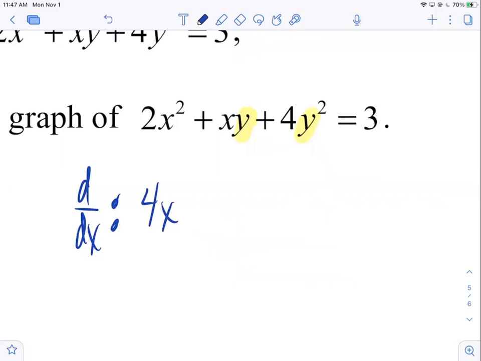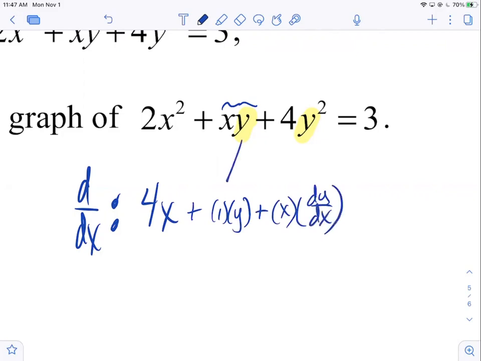All right, so 2x squared becomes 4x to the first times the chain rule, dx/dx, right? Which we don't need. Plus, now here's where you've got to be careful. This is a product rule, isn't it? It's x times y. So that's going to generate 2 terms. The derivative of x is 1 times y goes along for the ride, plus x goes along for the ride times the derivative of y, which is dy/dx. So this thing generates these 2 terms.